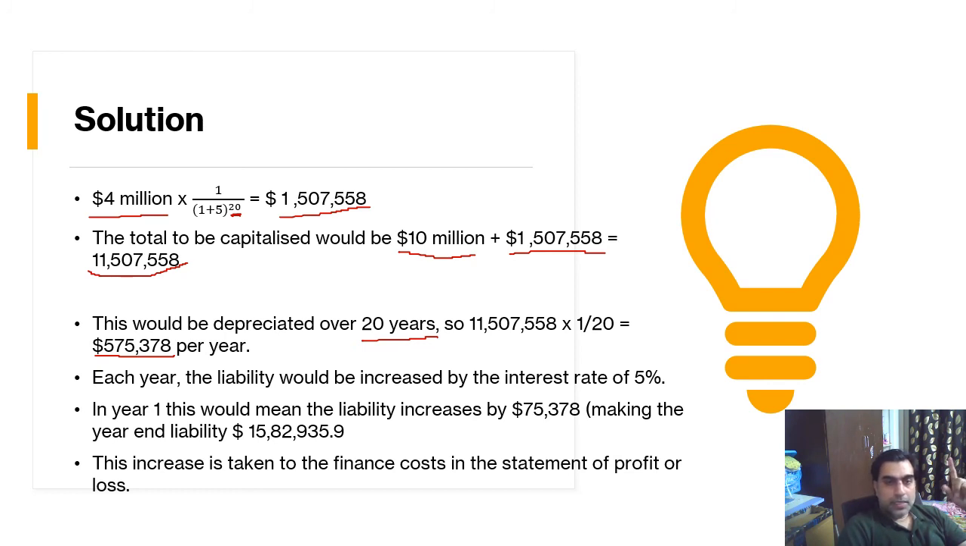Now one thing is very important: each year the present value of the dismantling liability will increase by 5%, because we have discounted by 5%. The 5% of this amount after 1 year is $75,378. This is the increase in the value of the dismantling liability. The total liability is this at the end of the year. The increase of this liability will be transferred to the statement of profit and loss account. This increase will not increase the value of the asset.